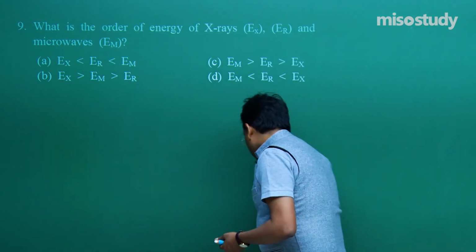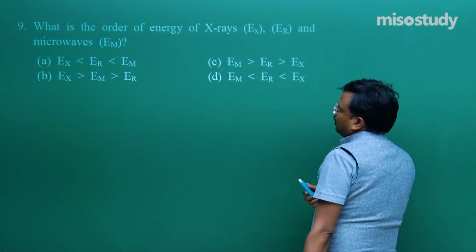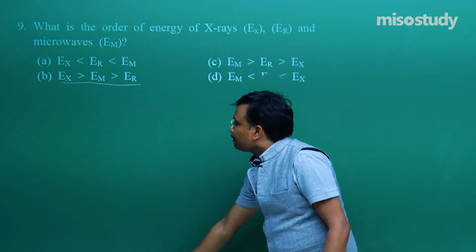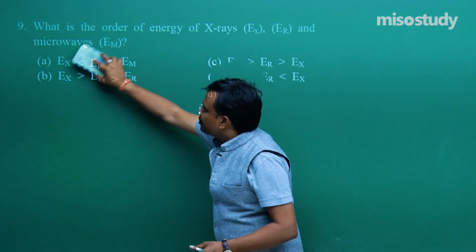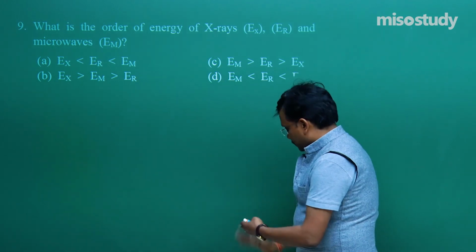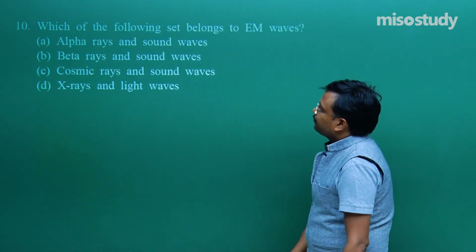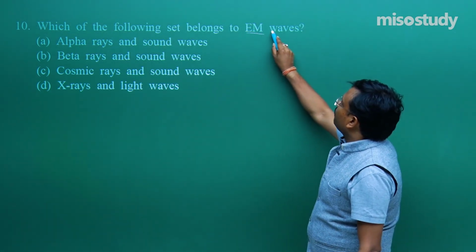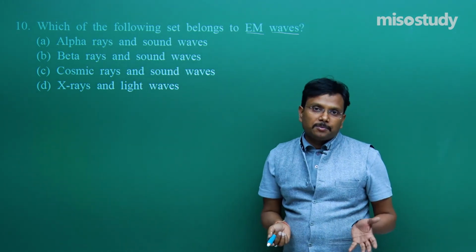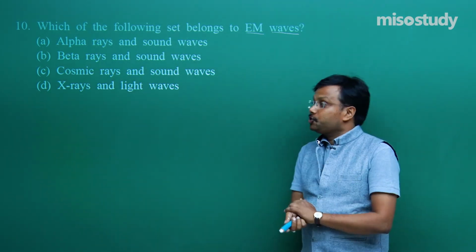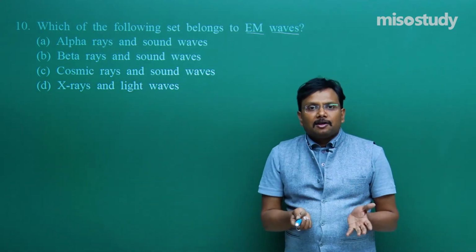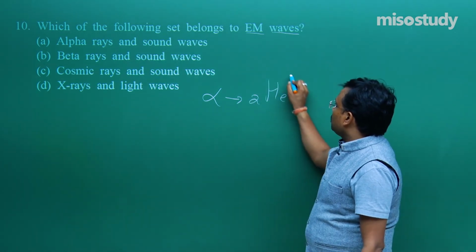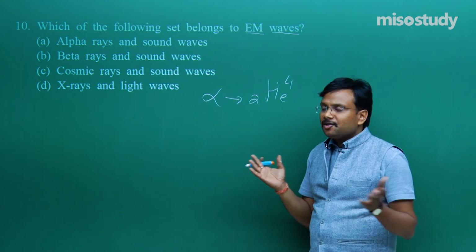Fine. So accordingly, now here we would like to move. Okay, you may ask which one is the correct option. So B is the correct option accordingly. Fine. Then comes your next question, that is question number 10. Which of the following set belongs to EM waves? Once again the same concept of frequency variation or wavelength variation. Alpha rays, they are particles basically. Alpha particles means twice He4. So they are not part of the electromagnetic spectrum.